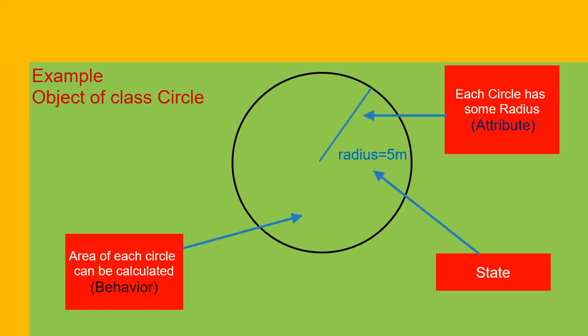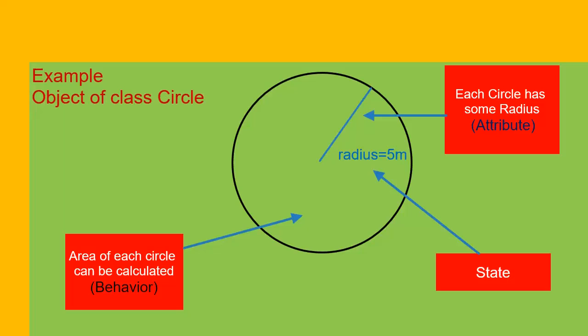Let us consider another example. Let's say we have another class like employee. In class employee, there will be some attributes like employee ID, employee name, department, manager name, etc. There will be some methods or behavior like the salary of the employee can be calculated, HRA can be calculated, or the date of joining can be calculated. So these will be the methods available in class employee.